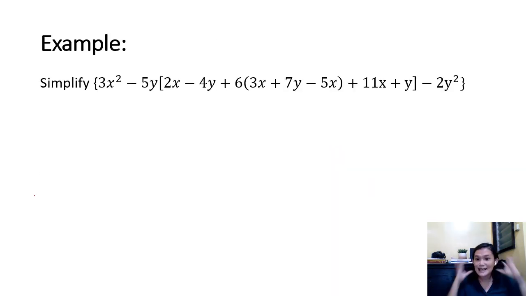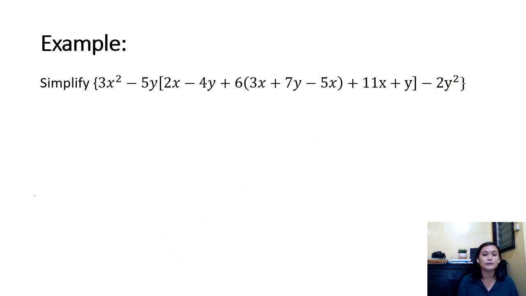Now let's have this as our example. We have to simplify the expression here. We have the quantity 3x squared minus 5y times the quantity of 2x minus 4y plus 6 times the quantity of 3x plus 7y minus 5x, plus the quantity 11x plus y, then the quantity minus 2y squared, then quantity.